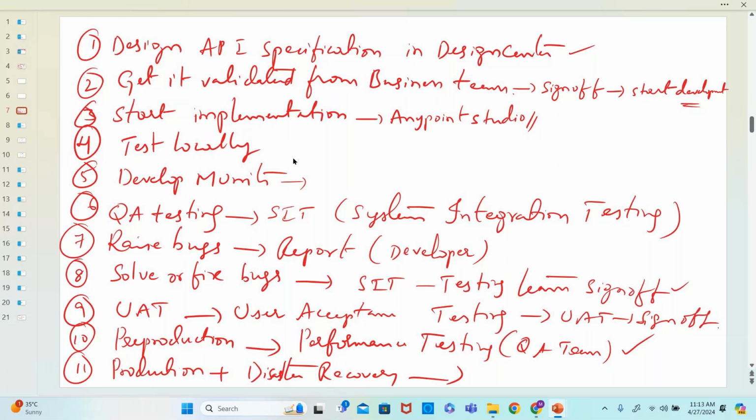Okay. Any other questions? Okay, fine. Now, the pre-prod testing, that is performance testing, who will do this? Again, the performance tester will do, who is part of the QA team. Exactly. The performance tester again will provide the sign off.